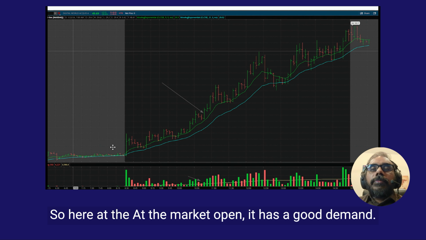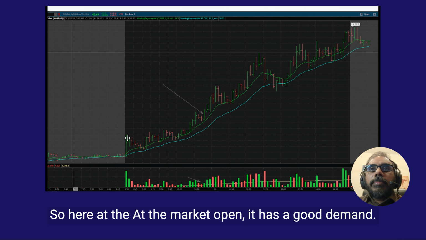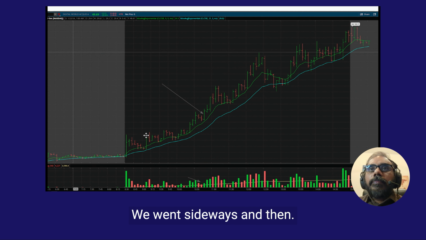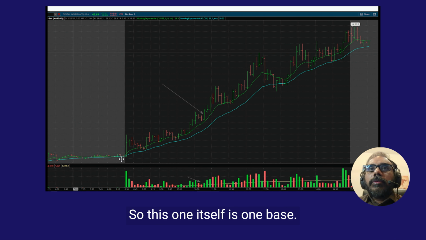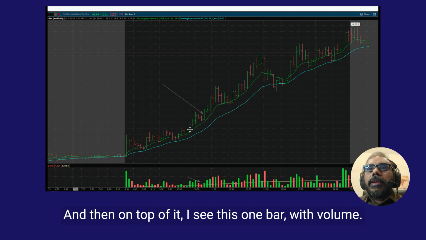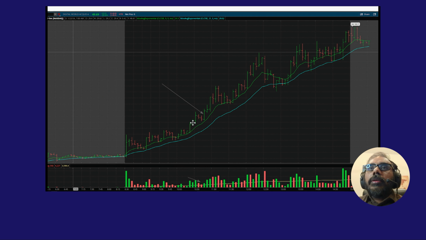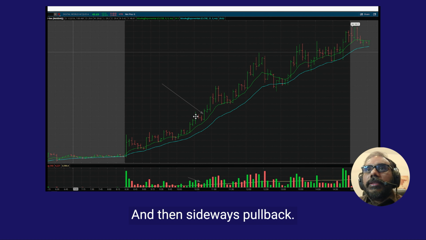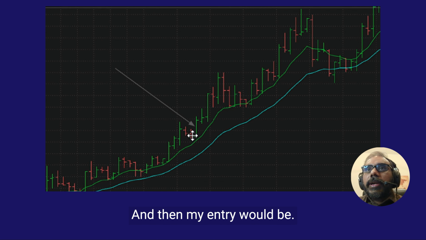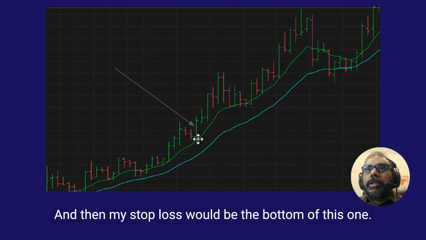So here at the market open, it has a good demand, went sideways, and then started to reclaim highs, went sideways, and then it broke out here. So this one itself is one base. And then on top of it, I see this one bar with volume, another one increasing in price, with these 3 bars showing a good increase in volume. And then a sideways pullback. My entry would be the top of this bar, and my stop loss would be the bottom of this one.